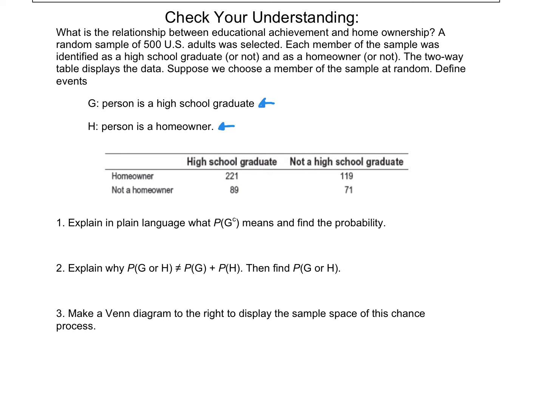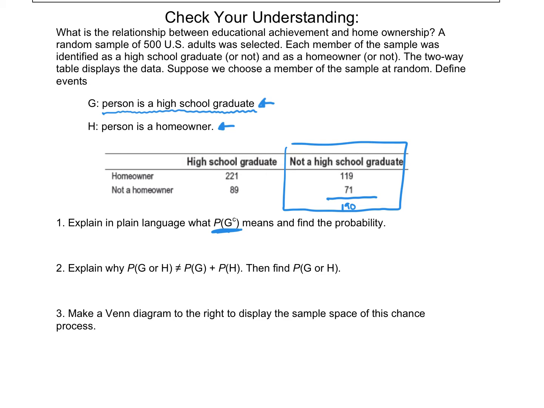Okay? So let's do plain language number one, probability of G with that little C notation. Remember that C notation means complement, which means not. So I would say that this, in plain language, means the probability that a person is not a high school graduate. That is these people right here. They're not high school graduates, okay? So let's do the probability. Let's do this real quickly. 119 plus 71 equals 190 total non-high school graduates.